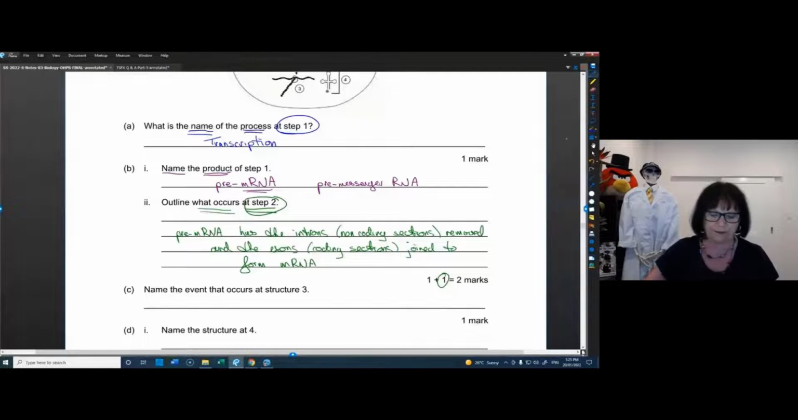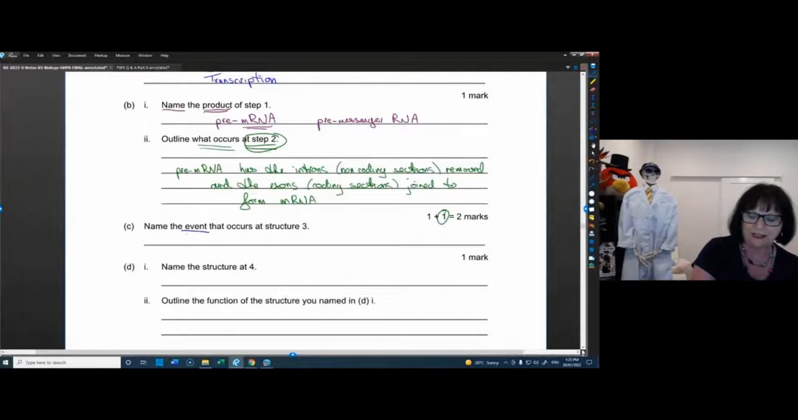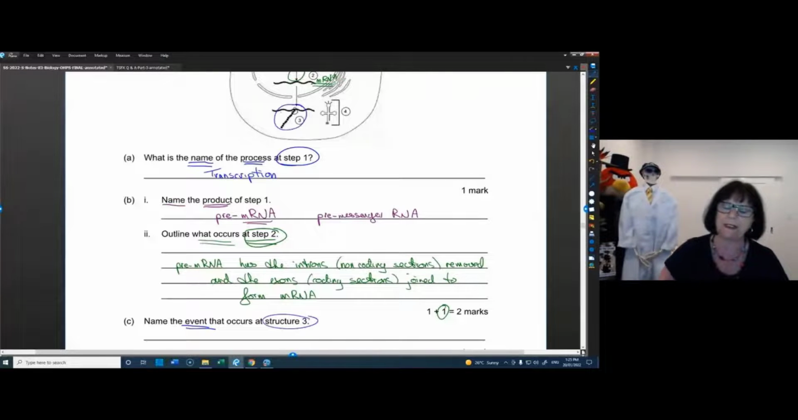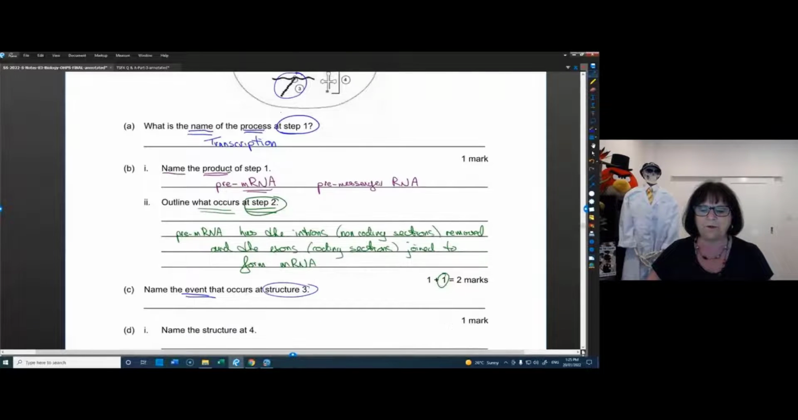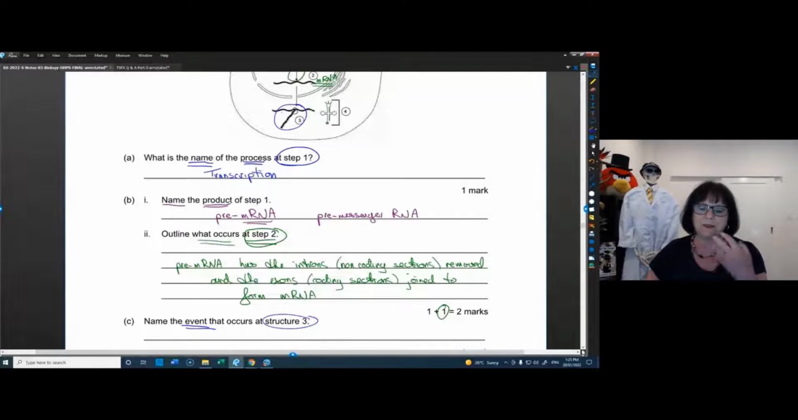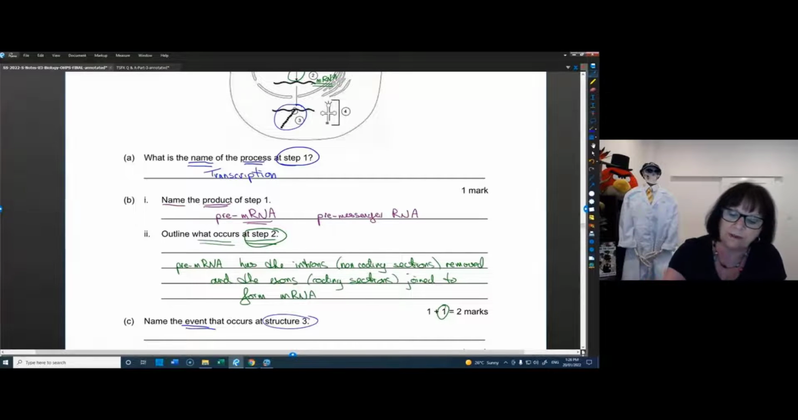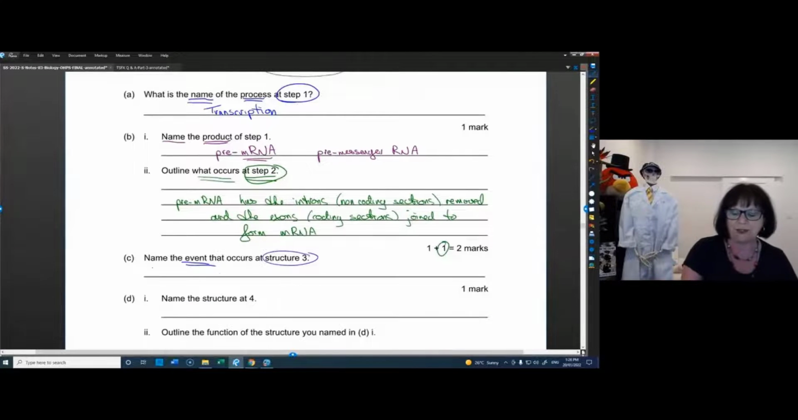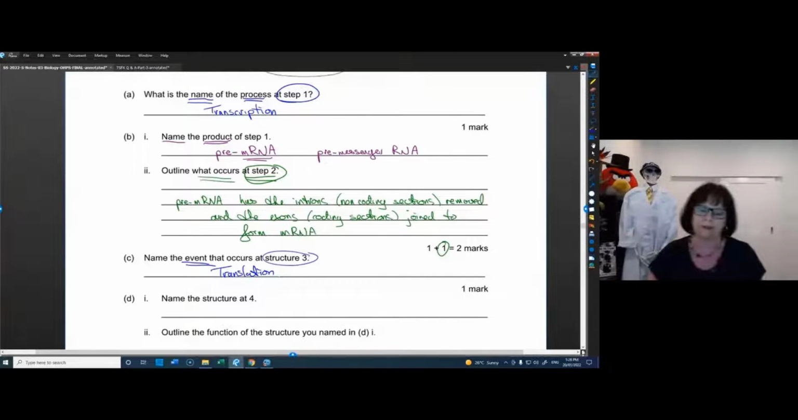All right, moving on. Name the event occurring at structure 3. So what is happening here? What is happening here is obviously that mRNA is being read by the ribosome, which is this funny little squiggly thing here. And we have this little dotty thing made, which is the polypeptide chain. So to name the event is in fact translation. It's not asking you to explain. Explain would be to go into the detail on the process. This is a name.